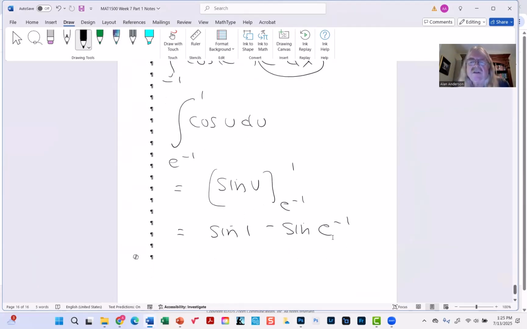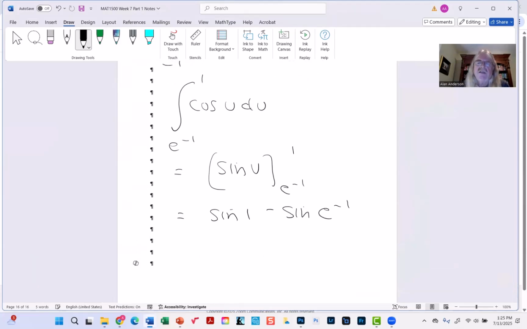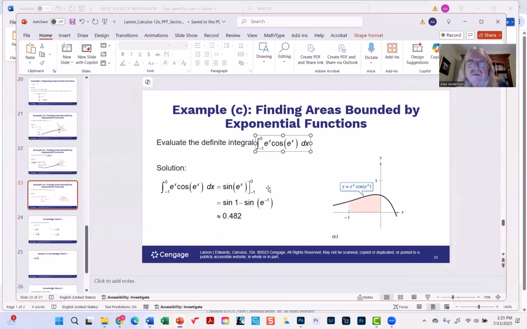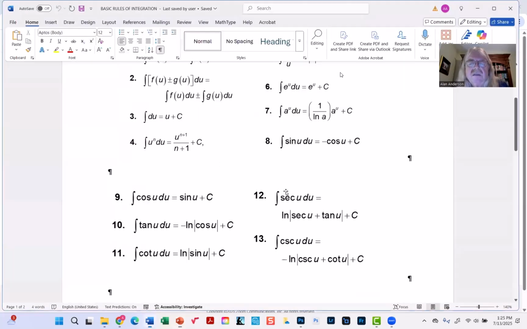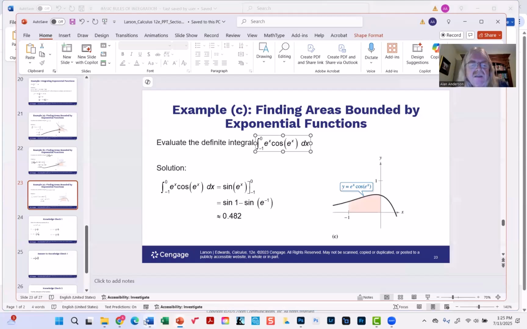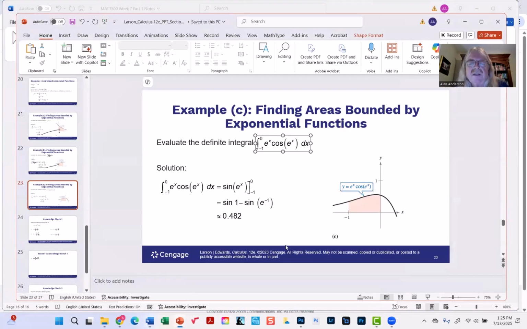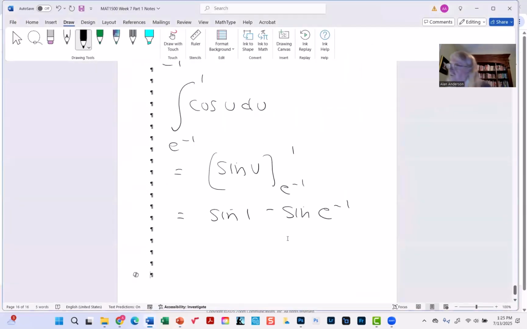And I guess we could look those up in the calculator to find out the exact value. Let's see how they did it. They may have simplified it a little. No, they just did it directly. That's interesting: sine 1 minus sine e to the -1. And they went ahead and calculated it as approximately 0.482.